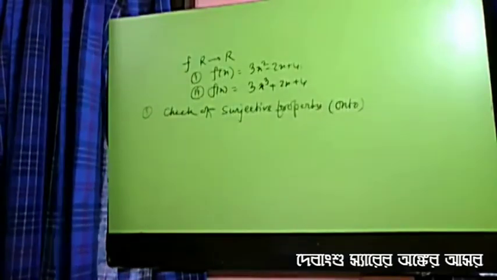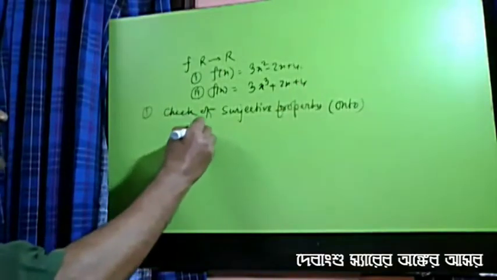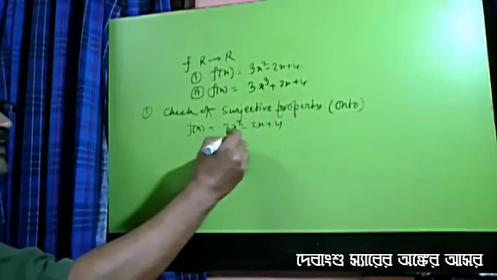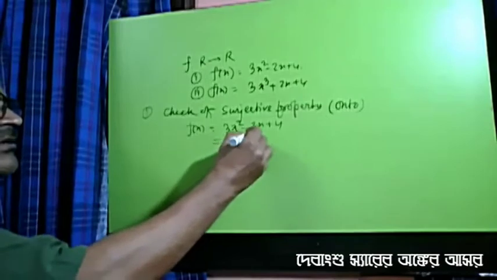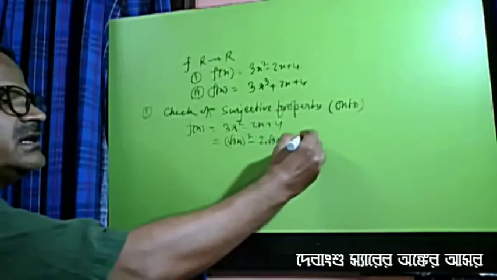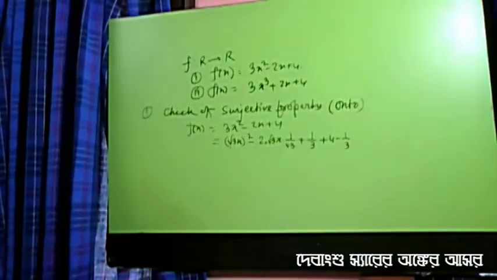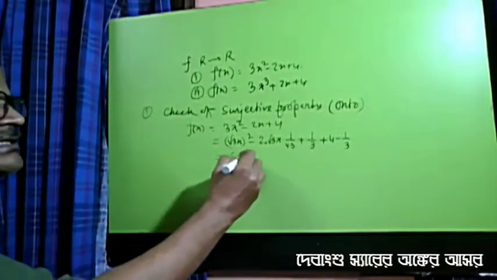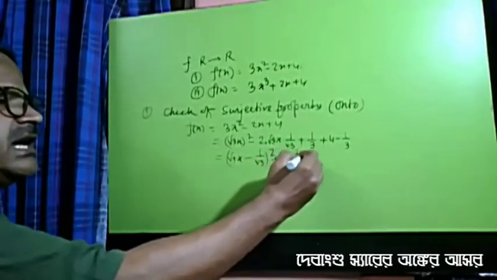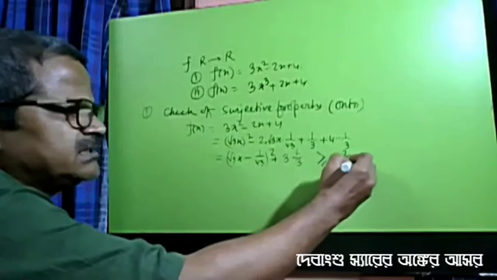Next, I will check whether this is onto or not. Now see, we know that f(x) is equal to 3x square minus 2x plus 4. This is equal to root 3 x whole square minus 2 into root 3 x into 1 by root 3 plus 1 by 3, plus 4 minus 1 by 3. So this is equal to root 3 x minus 1 by root 3 whole square plus 3 and 2 by 3. Now see, this is greater than or equal to 3 and 2 by 3.